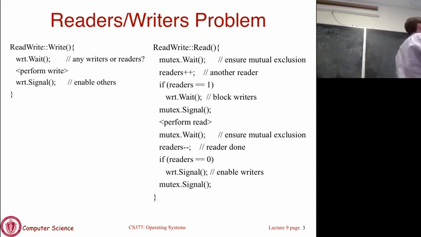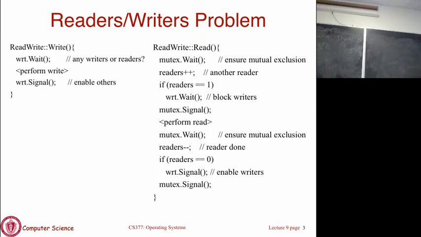So now let's look at the reader case. In the reader case, we're first going to take control of this mutex lock. We're going to call wait on that. And then we're going to increment the number of readers, right? Because another reader has arrived. Now, if this is the first reader, then we're going to call wait on the write semaphore. And so that's going to effectively have the effect of blocking writers from entering. Whenever we're calling wait on the write semaphore, it's ensuring that no other writers can arrive.